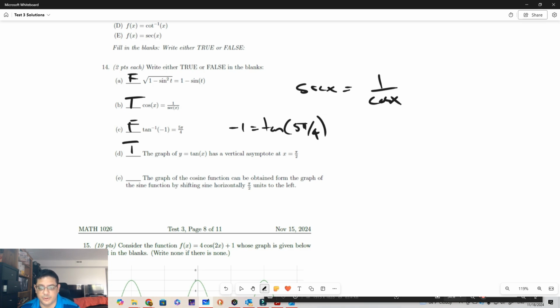The graph of y equals tangent of x has an asymptote at pi half. Yeah, we know that that is true. And the graph of the cosine can be obtained from the graph of sine, shifting the sine horizontally pi half units to the left. This is going to be true.